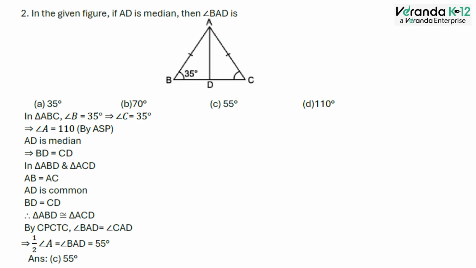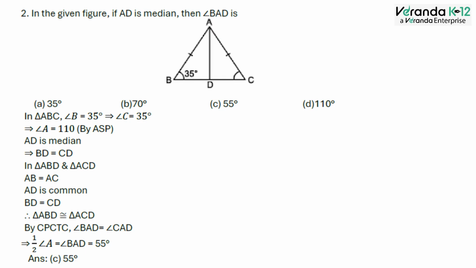Median means it divides the base into two equal parts. So AD divides BC into two equal parts, that is BD and CD are equal. So by proving the triangles congruent, we can arrive at the answer for this sum, that is triangle ABD is congruent to triangle ACD because these two sides are equal and AD is common and BD and CD are equal. By SSS congruency, triangle ABD is congruent to triangle ACD.